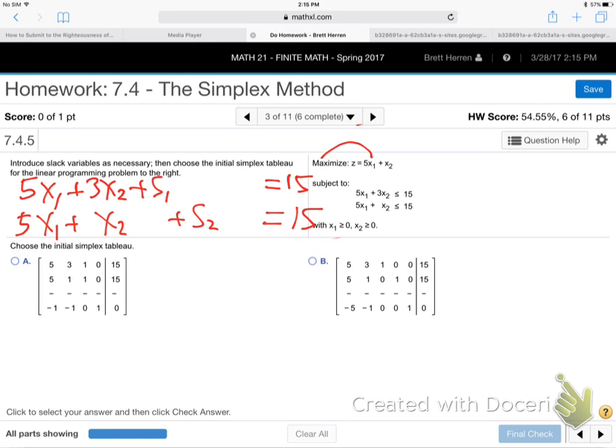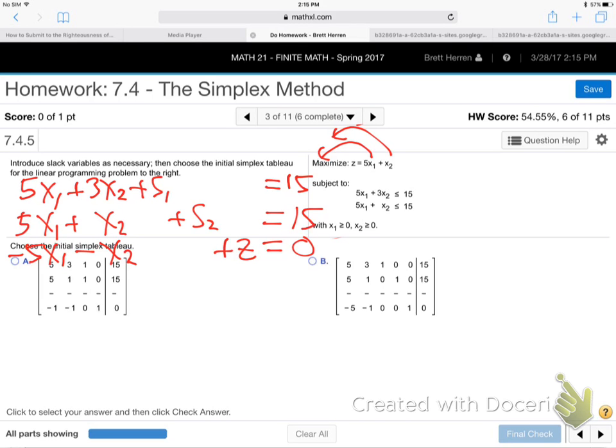Right, and then the z, you got to jump these guys over. So it'll be negative 5x1 minus x2 plus z is the end of the line, so the last variable is 0.